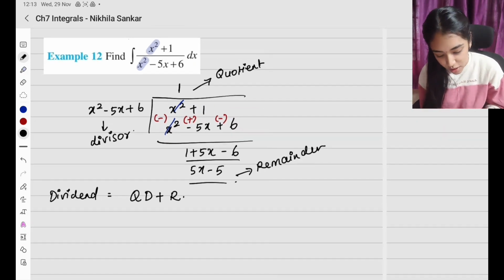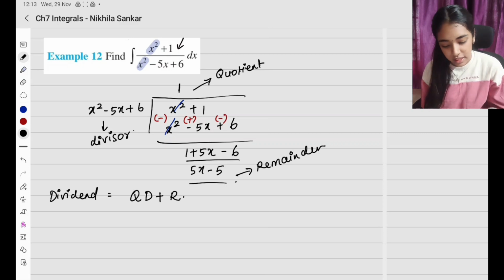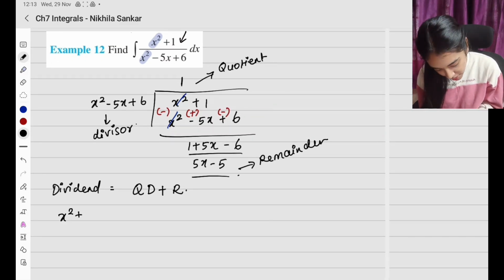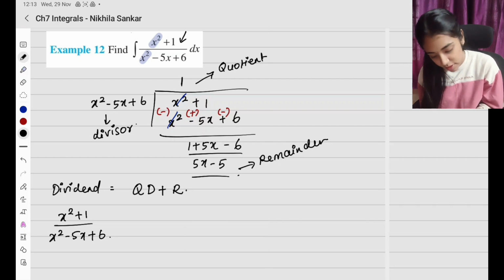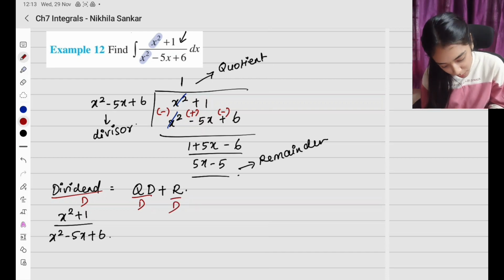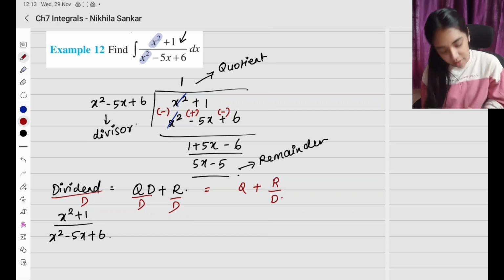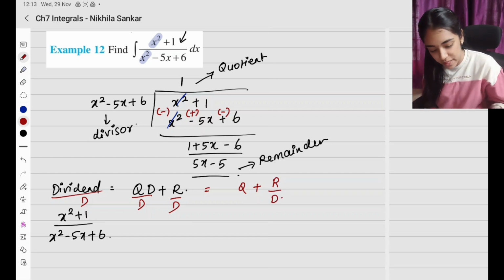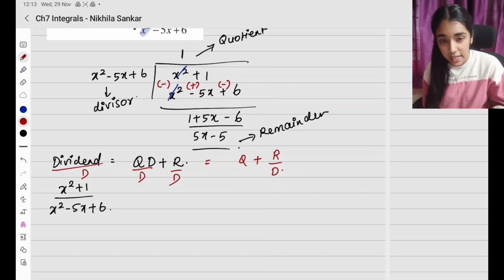So basically what do I have here? I have the dividend x square plus 1 divided by divisor 5x plus 6. I already have dividend divided by divisor. So I'm going to divide by divisor. Ingiyum divide by divisor, ingiyum divide by divisor. So what I will have on the right hand side is going to be quotient plus remainder divided by divisor. In the formula irukapodhu.